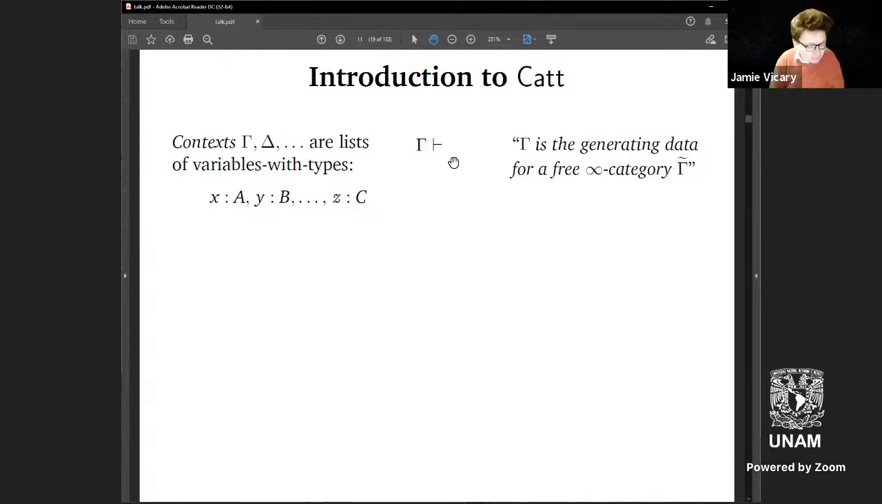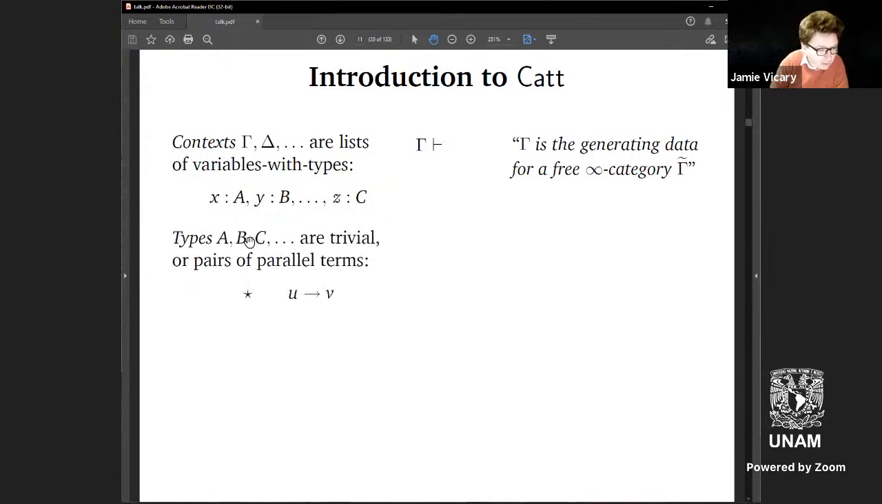So let's think about monoids, right? If we have a set, then that's the generating data for a monoid, which is the words on that set, right? Of course, there's a difference between the set and the monoid that it generates. So gamma is the generating data, and gamma tilde is the free infinity category generated by taking these variables, these generating morphisms, 2 morphisms, 3 morphisms, and composing them together.